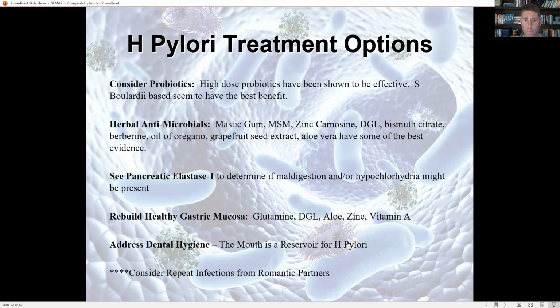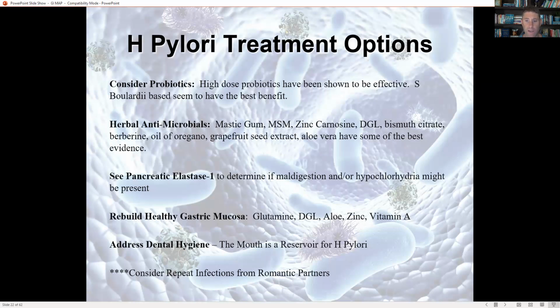Pancreatic elastase 1. So we look at that to determine if maldigestion or hypochlorhydria, which is basically low stomach acid, may be present. Rebuild the healthy gastric mucosa. We know that H. pylori, if it's causing problems, has also broken down your gastric mucosa, your stomach lining. So glutamine, DGL, aloe, zinc, particularly zinc carnosine. Zinc carnosine, that form seems to be the most effective here. And then vitamin A, also very important.